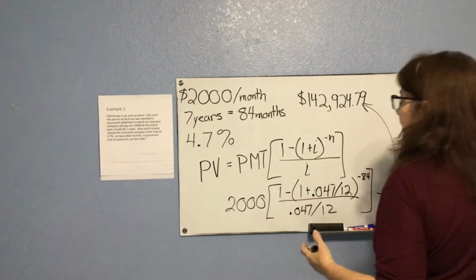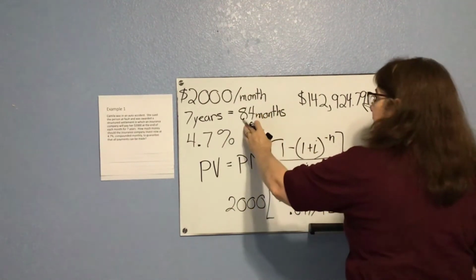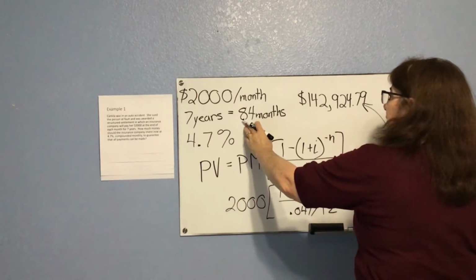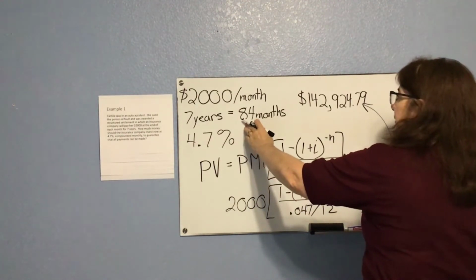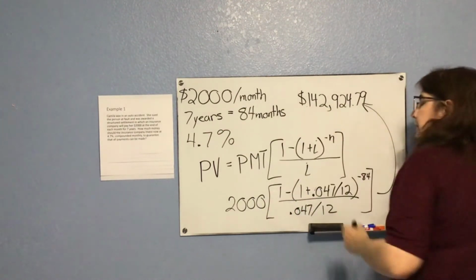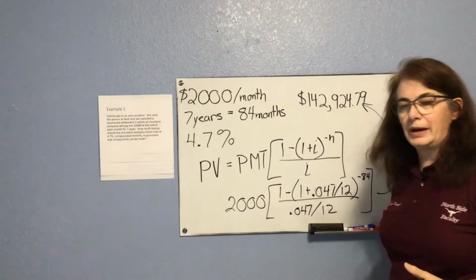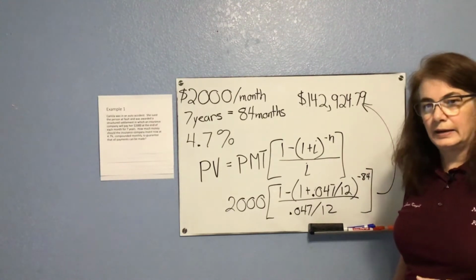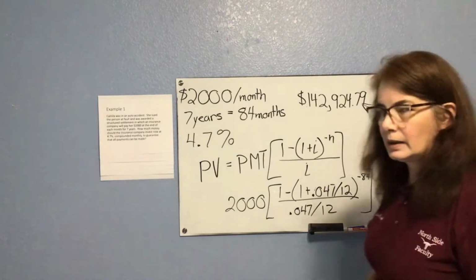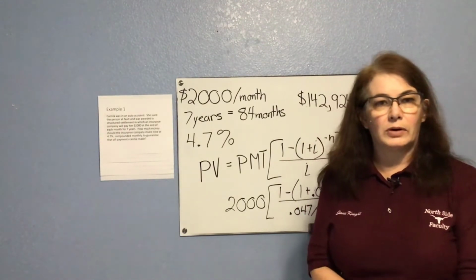Okay, so if you think about $2,000 for 84 months, that was going to be quite a bit more, like $168,000. So by using the interest, they can reduce the amount they have to set aside now and just make the payments over time. Pause the video now and work on checkpoint 1.